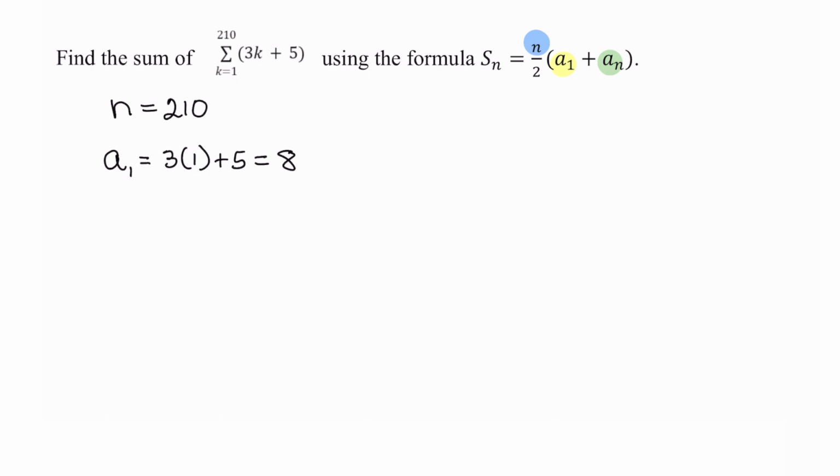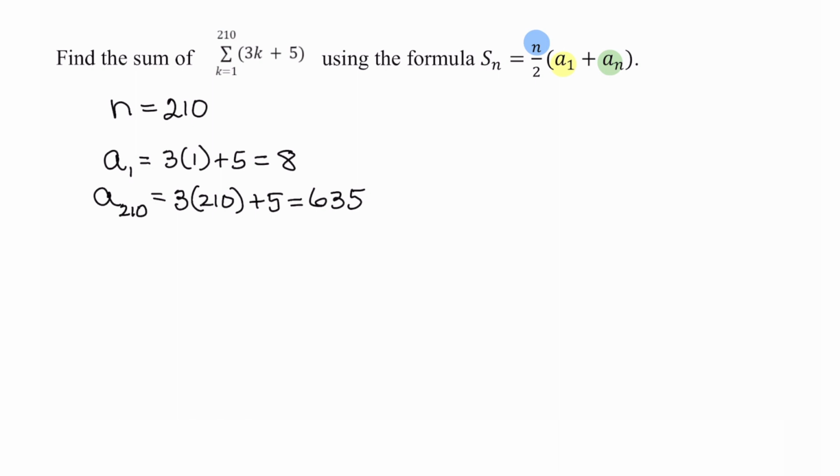A sub n is our a sub 210, again from n being 210. So we are going to go to our formula in the summation, take out the k and put in 210. So it's 3 times 210 plus 5, which is 630 plus 5, or 635.